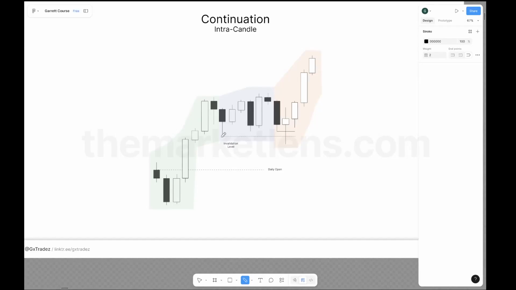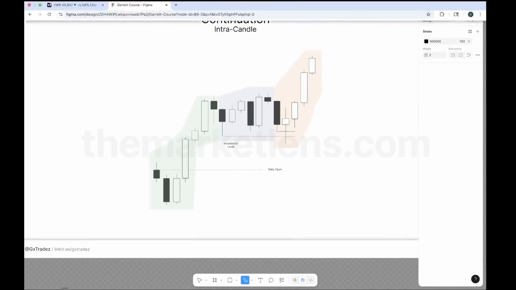So in this case, it'd be like a relevant low that's created above the opening price or above the current low of the day, which if this is going to be the low of day, doesn't matter what time it is, this has to hold, right? This would have to hold for it to continue higher.